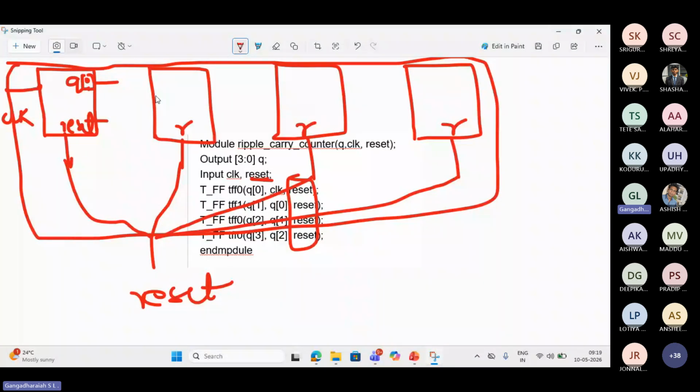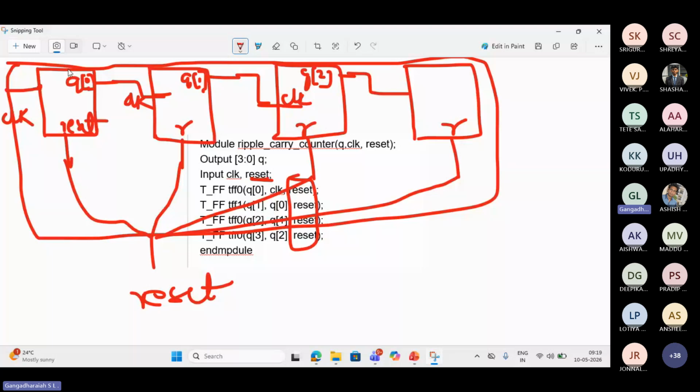Again, this is the clock of this flip-flop. This Q of 0 is connected as a clock. Again, I have Q of 1 here, and this is the clock here. This Q of 1 is connected as a clock to this. Again, this is Q of 2, and it is connected as a clock here.